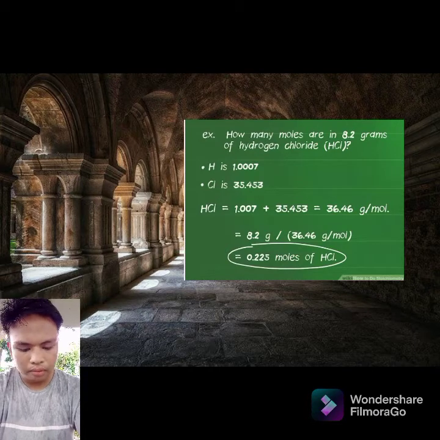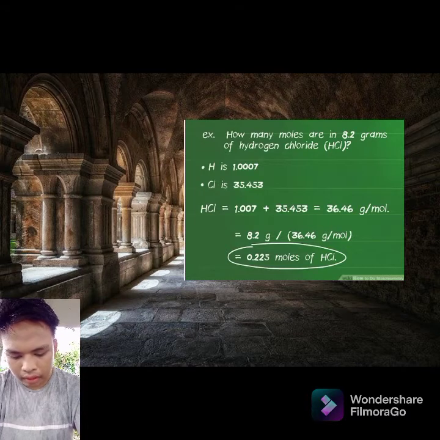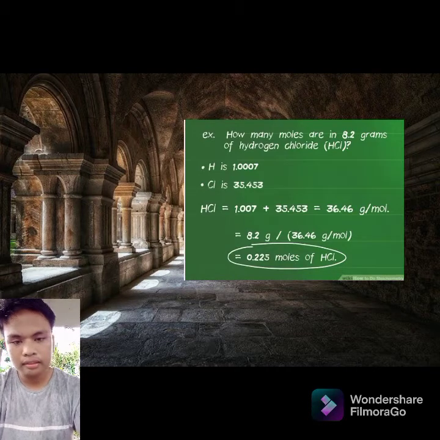Dividing the number of grams of the substance by the molar mass yields 8.2 gram divided by 36.46 gram per mole, which equals 0.225 moles of hydrogen chloride.